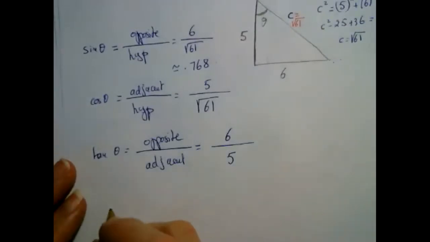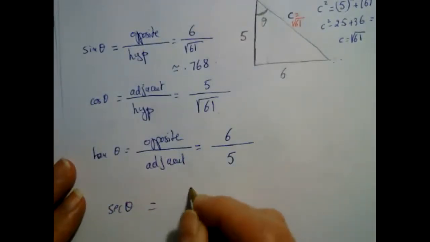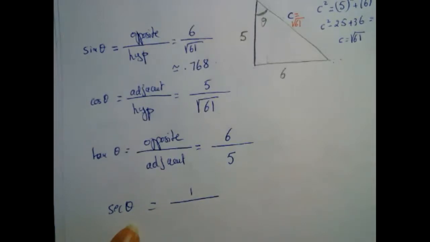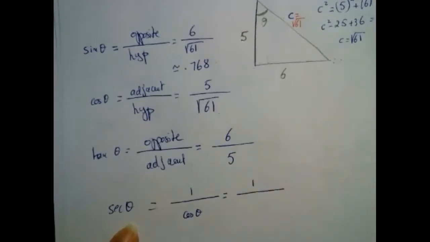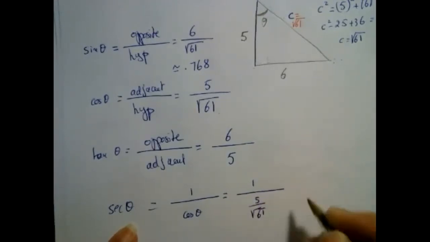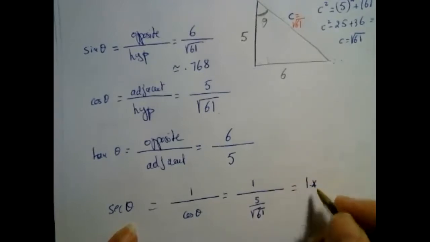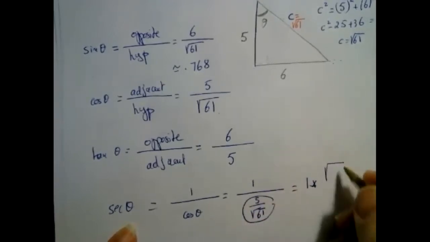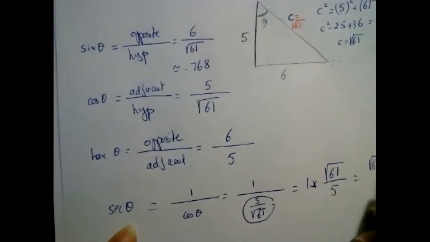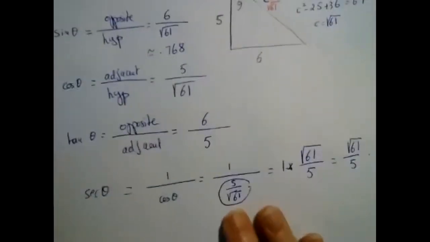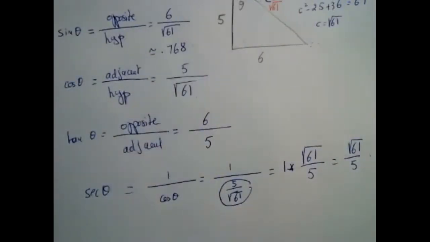And finally, I ask you for the secant. It's 1 over the cosine. What's the cosine? The cosine is 5 over the square root of 61. Now, if I use fractions, you multiply by the reciprocal. That means the square root of 61 divided by 5. Okay. All right.